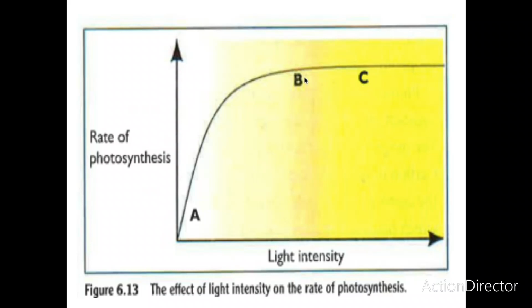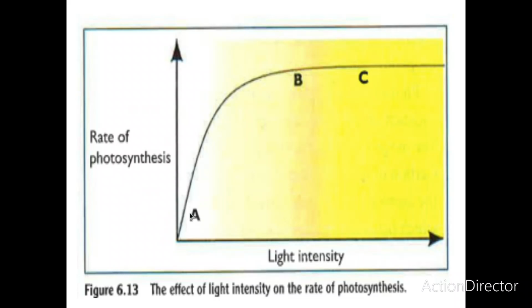So between point B and point C, no matter how we increase the light intensity, the rate of photosynthesis remains the same. This is because at this point, light intensity will no longer be the rate limiting factor. So at this point, other factors like carbon dioxide concentration will be the limiting factors.